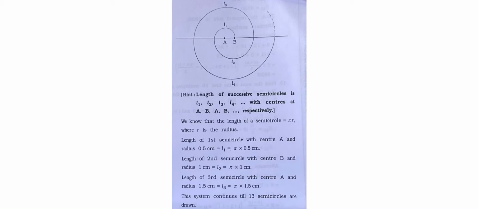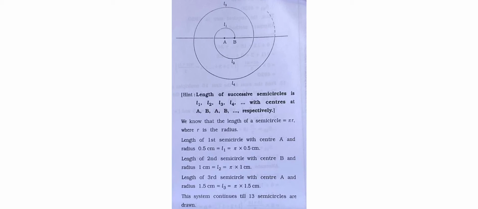Now we know that the length of a circle, that is circumference of a circle, is 2 pi r. Here it is a semicircle, so the length of semicircle will be 2 pi r by 2, because we know that semicircle is half of the circle. So the length of semicircle is pi r. Now the radius of first semicircle with center A is 0.5 cm. So its length L1 will be pi into 0.5 according to the formula pi r.